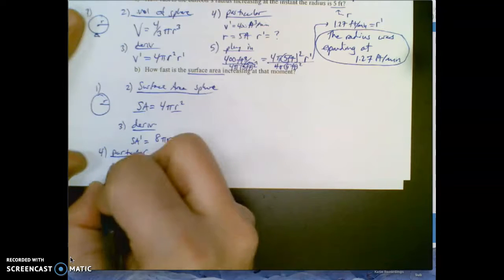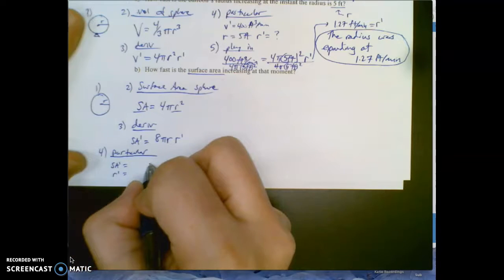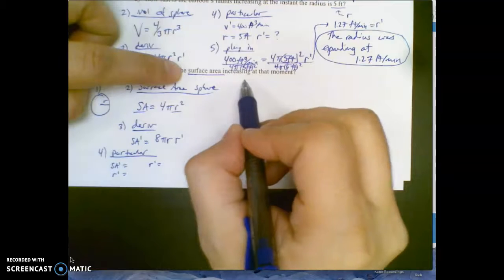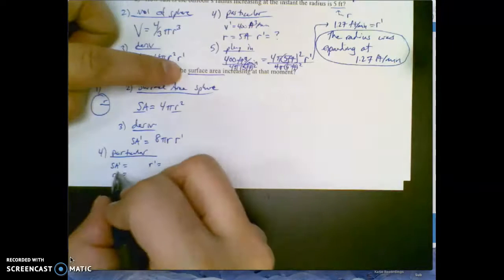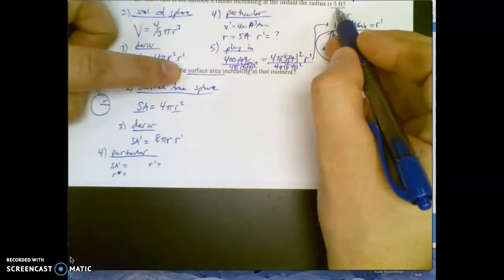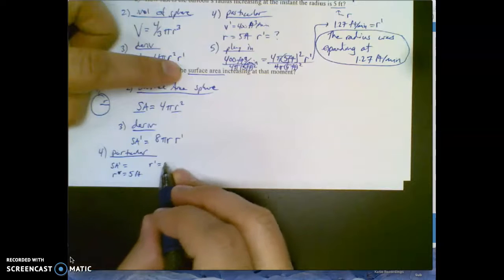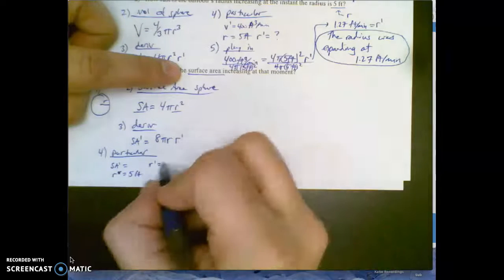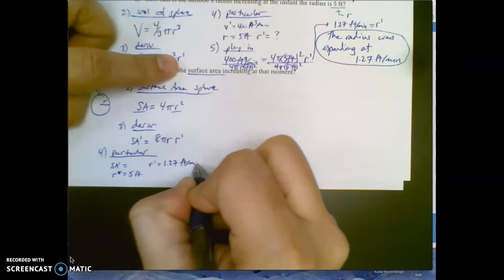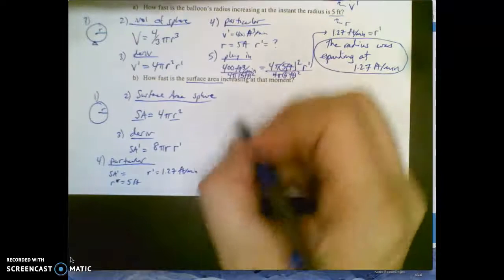For the particular info, we are looking for SA prime, we're looking for r prime, and we're looking for regular r. So I look through the problem and I say, okay, how fast is surface area increasing at that moment? At that moment, I already know my r was 5 feet from before. I know my r prime now. I get to use my answer from part A, because I know at that moment r prime is 1.27 feet per minute. So I had to use both the info from part A in part B.